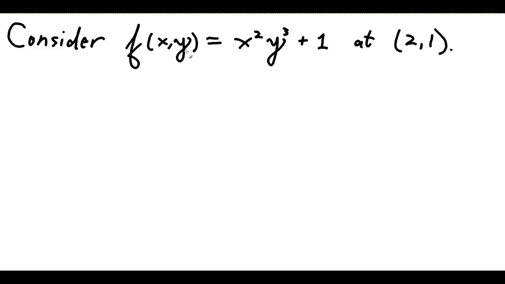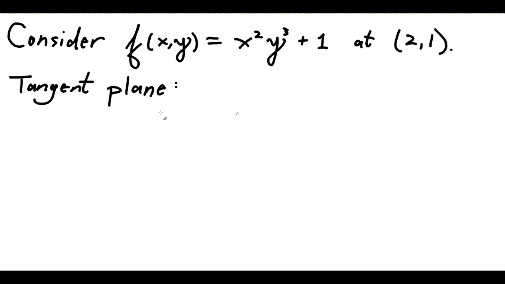Let's consider the function f of x and y equals x squared y cubed plus 1 at the point 2, 1. And we'll do a few things with this. Let's first consider the question of finding the tangent plane, the plane which is tangent to the graph of that function at this xy pair, 2, 1.